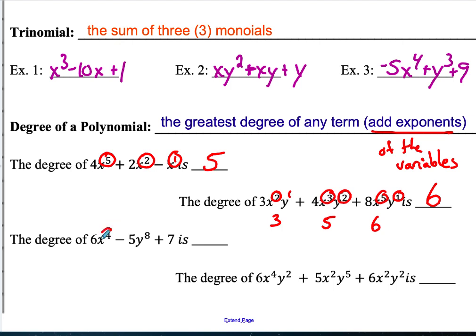So next one, I have a 4, an 8, or remember, a plain constant has a degree of 0. So I have a degree of 8. For the bottom one, 4 and 2 gives me 6. 2 and 5 gives me 7. 2 and 2 gives me 4. So my highest degree, my largest sum is 7. So that's the degree of a polynomial.